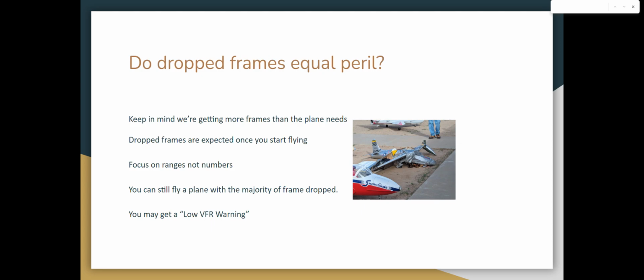Do drop frames equal peril? Not really, because there's a lot more frames being broadcast than you actually need. So you drop a few here and there, it's not so bad. We start to worry when you get to the point where you're down in the 40s. If you're only getting 40 out of every 100 frames, you're going to start to get a low VFR warning. And so that's when you get the low VFR warning, it's time to take the plane and turn it around to some place with better radio range.